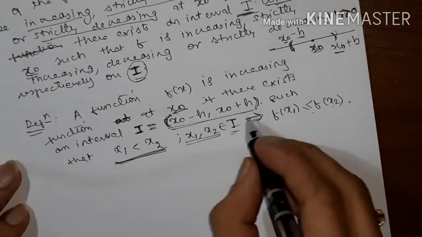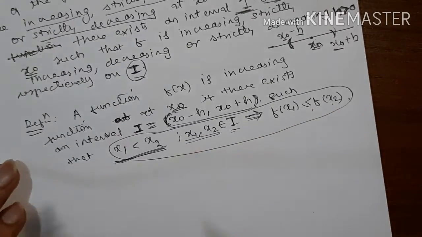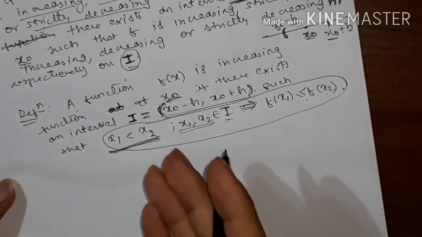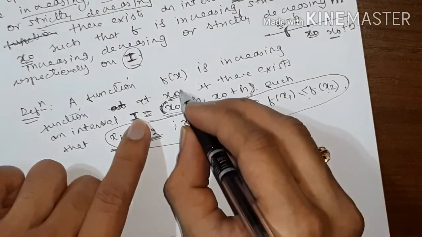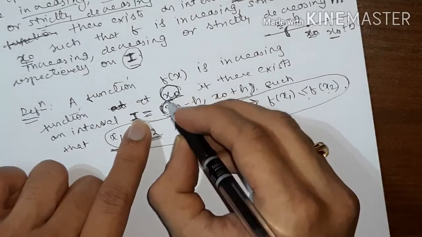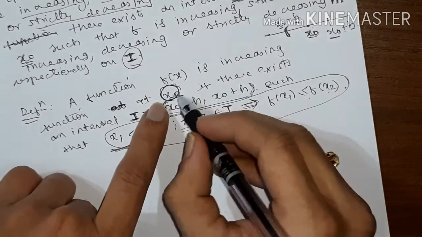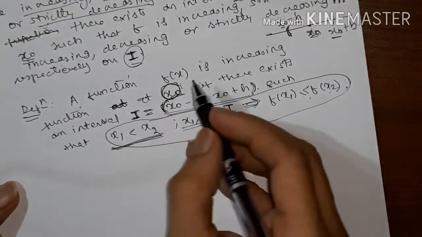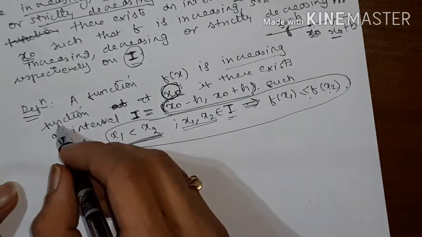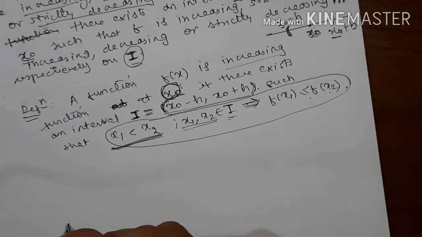Okay, this definition you already know, we have done the definition just now. The only thing now is that we are considering an interval around a point, that is x naught. We are considering this interval around the point x naught, and then we are talking about an increasing function. So that is the only difference, right?